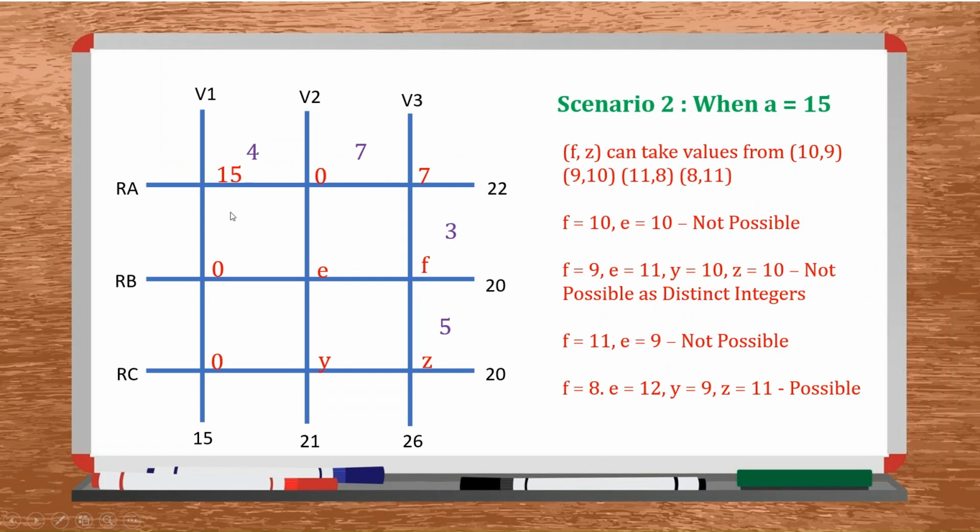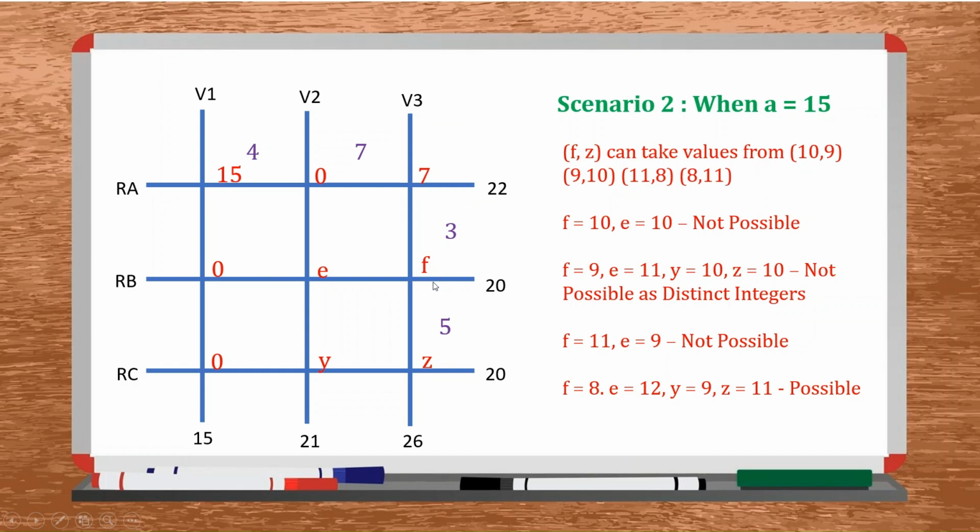So we have placed all the values for D, X, B and C in this case. Now let's consider the line V3. On line V3, F and Z have to total up to 19, because C is already 7. So F plus Z has to be 19. The possible values are 10 and 9, 9 and 10, 11 and 8, and 8 and 11, because both of them cannot be less than 7 or equal to 7 also. So in this case, these are the only 4 possible values that we have.